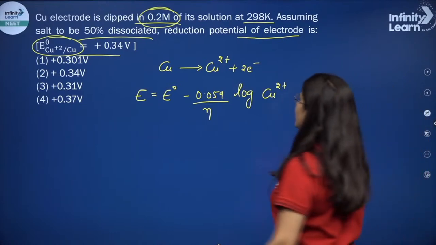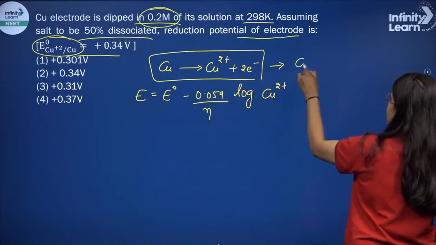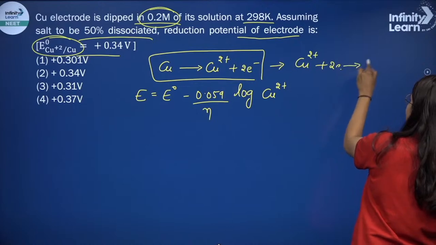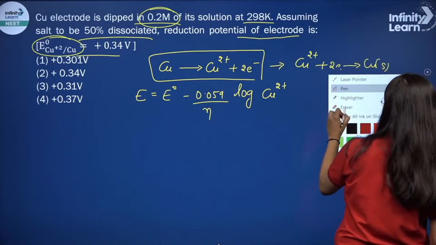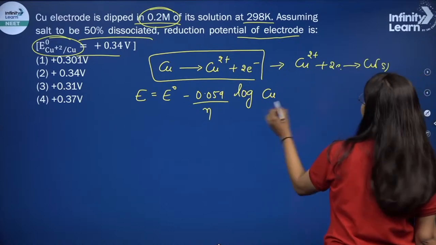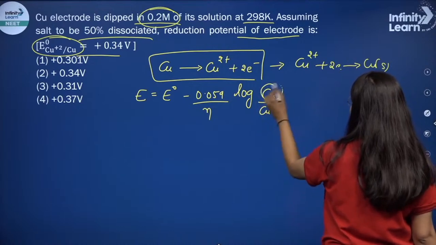Yeah. So we need to write this in terms of reduction potential. So it will be Cu2+ plus 2 electrons giving me copper. If this is solid, so it will be what here? Log of copper upon log of copper 2+ ion. So this will be 1, this will be what?